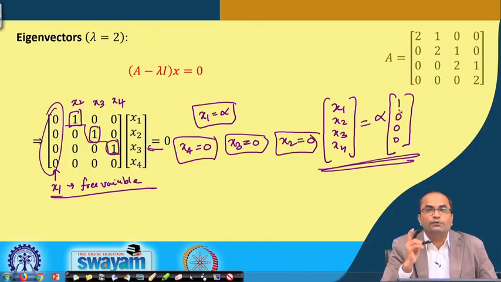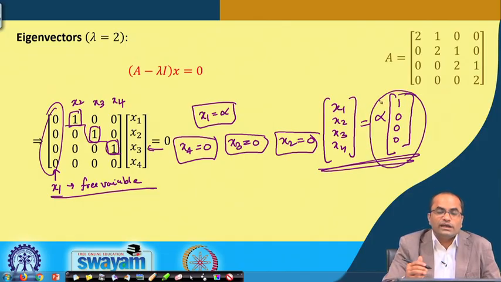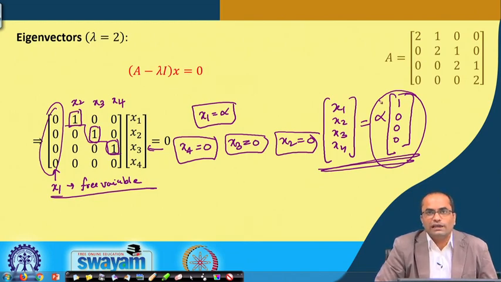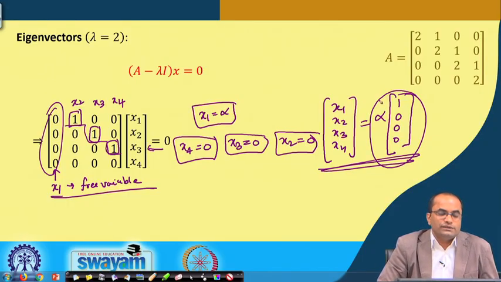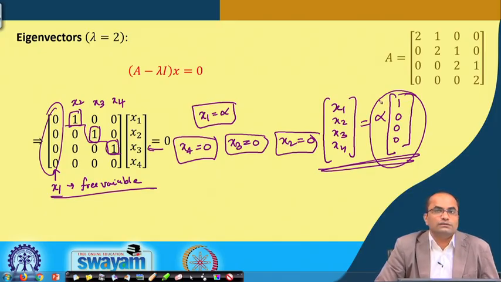That means here we have only one free variable, though the 2 was repeated 4 times in this particular example. What we are getting is only one linearly independent eigenvector, whereas in the previous example the eigenvalue was repeated 2 times and we were also getting 2 linearly independent solutions of this equation. But now, though the 2 was repeated 4 times, we are getting only one eigenvector corresponding to this 4 times repeated eigenvalue 2.